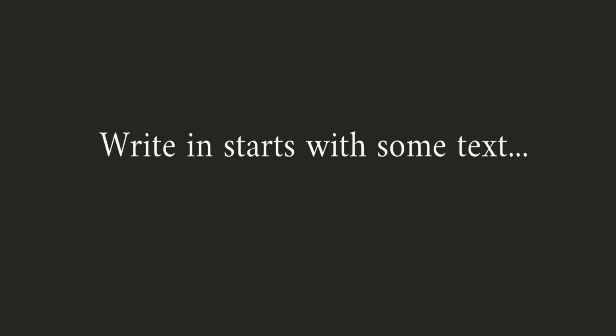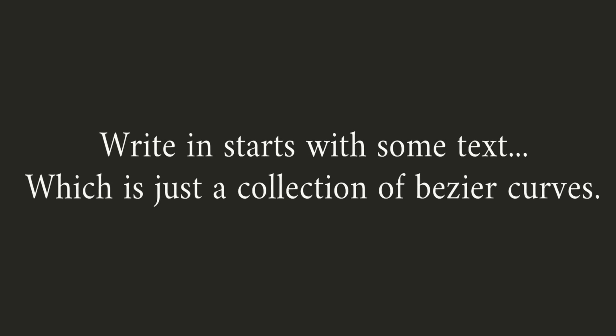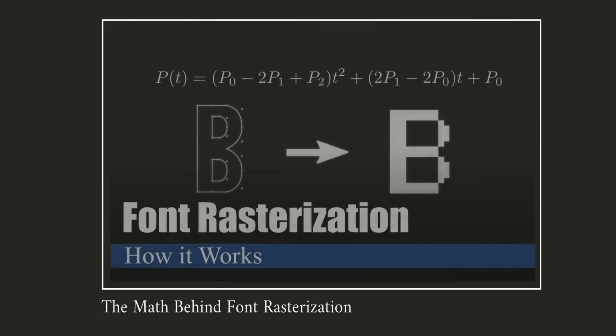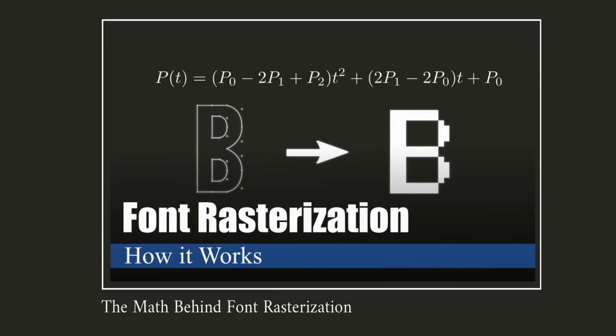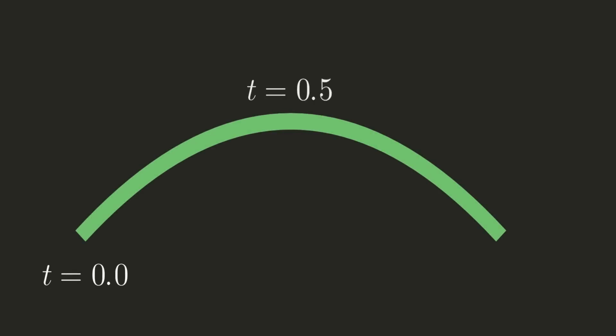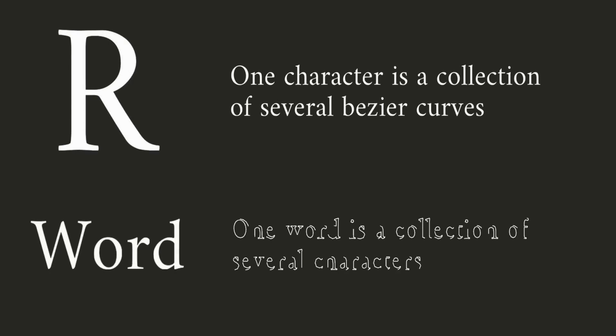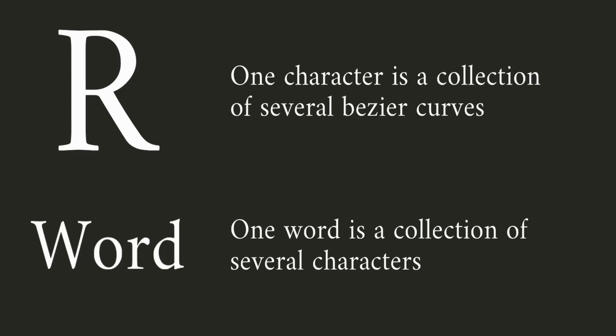How does it work then? Well, the write-in animation starts with some text. Text is really just a collection of Bezier curves, which I cover in detail in this video. Bezier curves also happen to have an interesting property, which is if you plug in a t-value between 0 and 1, you can draw a partial Bezier curve. This is great for one curve, but remember, one character is a collection of several curves, and a word is a collection of several characters. So we need a way to normalize these collections into one big discrete range from 0 to 1.